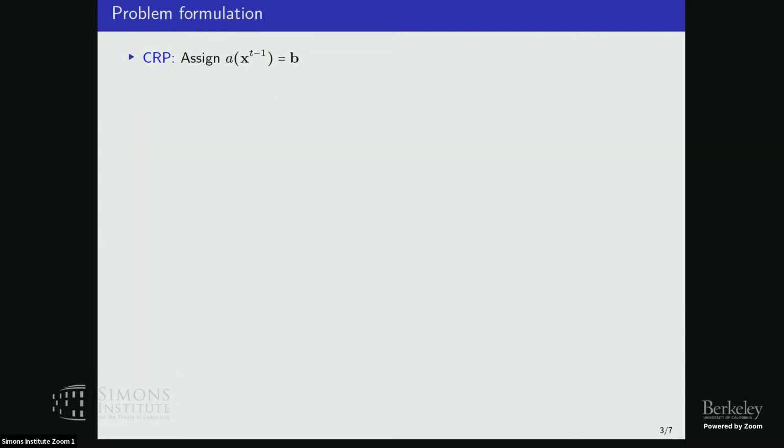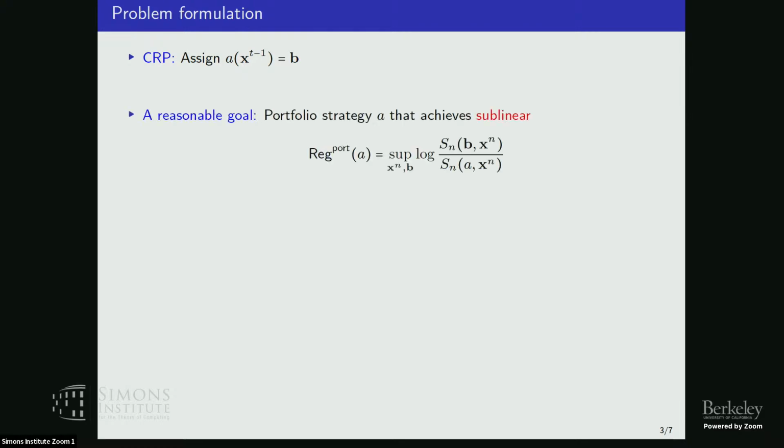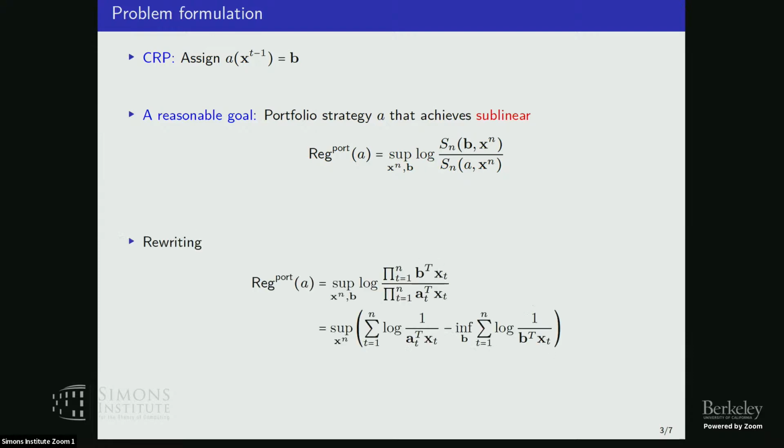So now let me go on and exactly formulate the problem. So this was the definition of CRPs. And we can argue separately that CRPs are a very reasonable benchmark class to compare yourself against. So a reasonable goal that we can set for ourselves is to create a portfolio strategy that achieves wealth that's comparable to the wealth of the best constant rebalanced portfolio in hindsight, even for the worst possible case of market vectors, right? So this is the portfolio regret for a strategy A, and what you want is that this regret should be small.